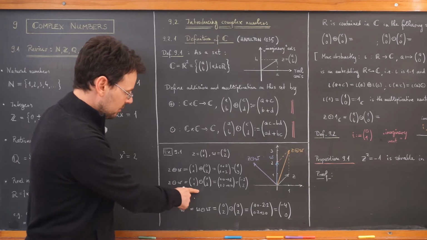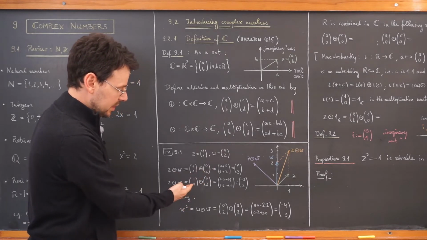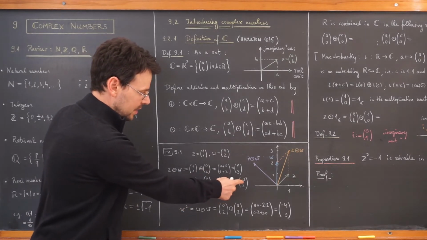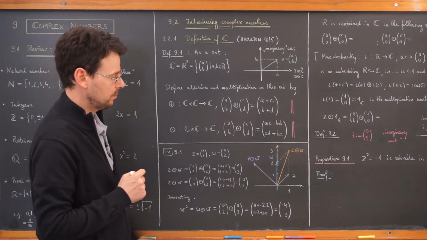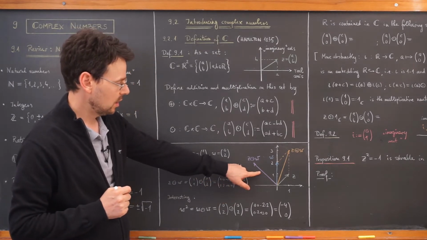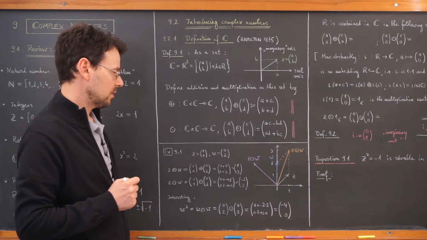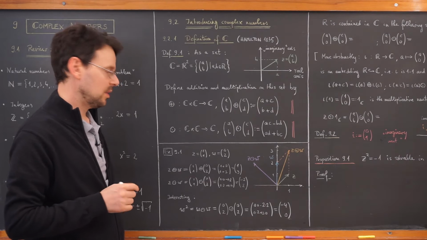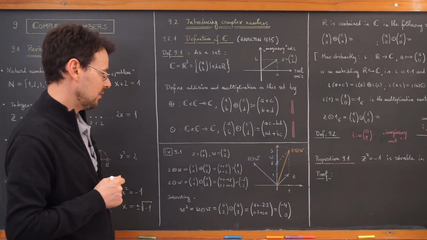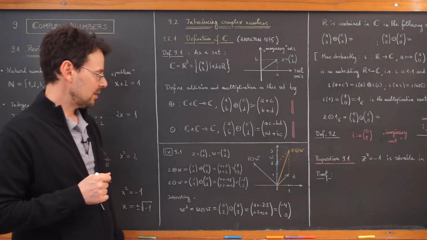The product of these 2 vectors or complex numbers is (-2, 2). So here we have the product. Here it's not that obvious what the geometrical interpretation might be. We're going to address that later. Maybe you already have an idea.